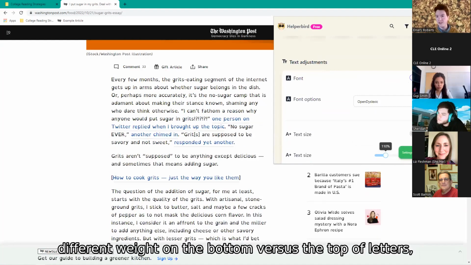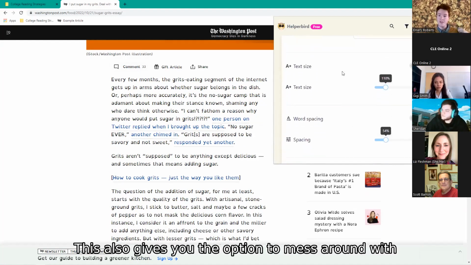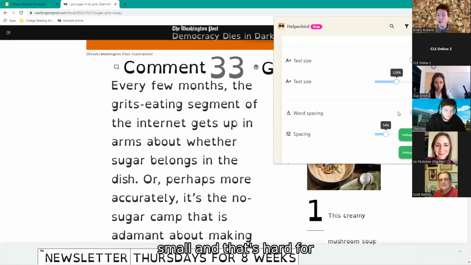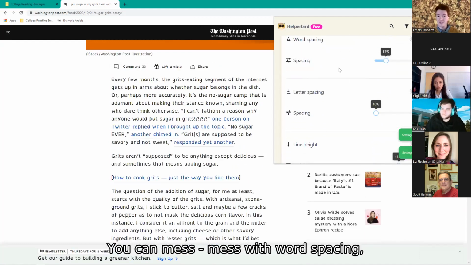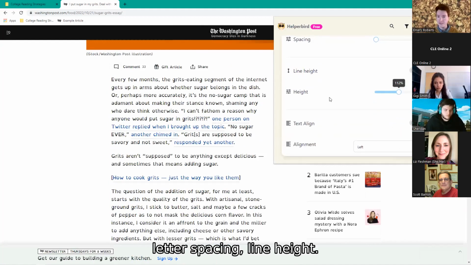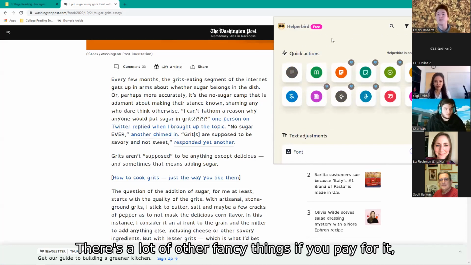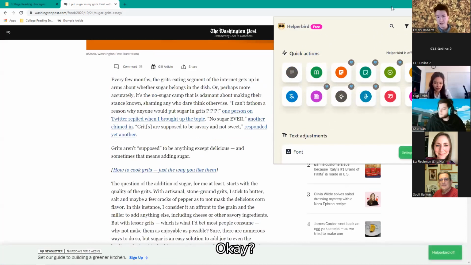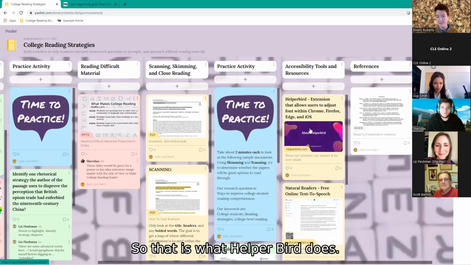Dyslexic friendly fonts have different weight on the bottom versus the top of letters so that it's harder to mentally flip them around in your head. This also gives you the option to mess around with the text size. If it's too small and that's hard for students, it can let you do that. You can mess with word spacing, letter spacing, line height. All of these are totally free with this. There's a lot of other fancy things if you pay for it, but being able to change the font is completely free. So that is what Helper Bird does.